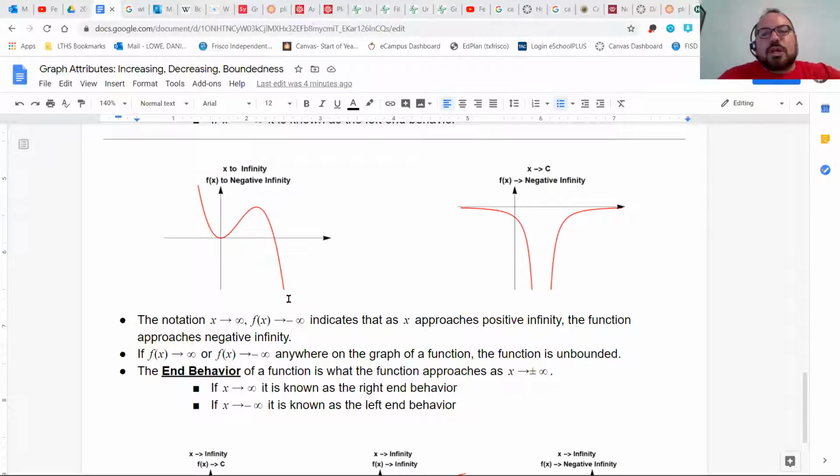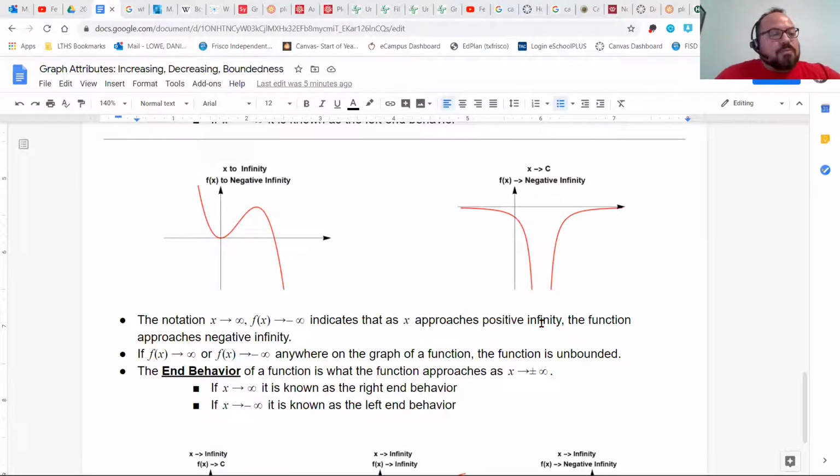Here, x is approaching a specific value, somewhere here in the middle. If it's talking about what's happening to the function in the middle, that's not the end behavior. The end behavior is what's happening on the far right end or on the far left end of the function. So here, this would not be an end behavior. But we can talk about this notation of where the function is going. In this case, from both sides, I happen to be going towards negative infinity. Once again, this notation, x approaches infinity, f of x approaches negative infinity, indicates that as x approaches positive infinity, the function approaches negative infinity. We see that in this graph.